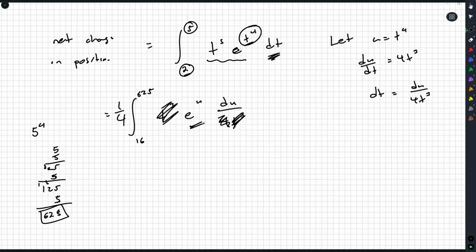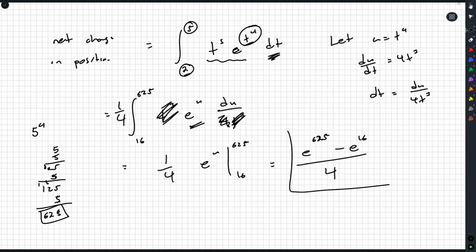And what are we left with? Integrating e to the u, which is super easy. So we'll have e to the u. And we'll have 625 and 16 and plug them in. So e to the 625 minus e to the 16. And all multiplied by a quarter, or we could say all divided by 4.